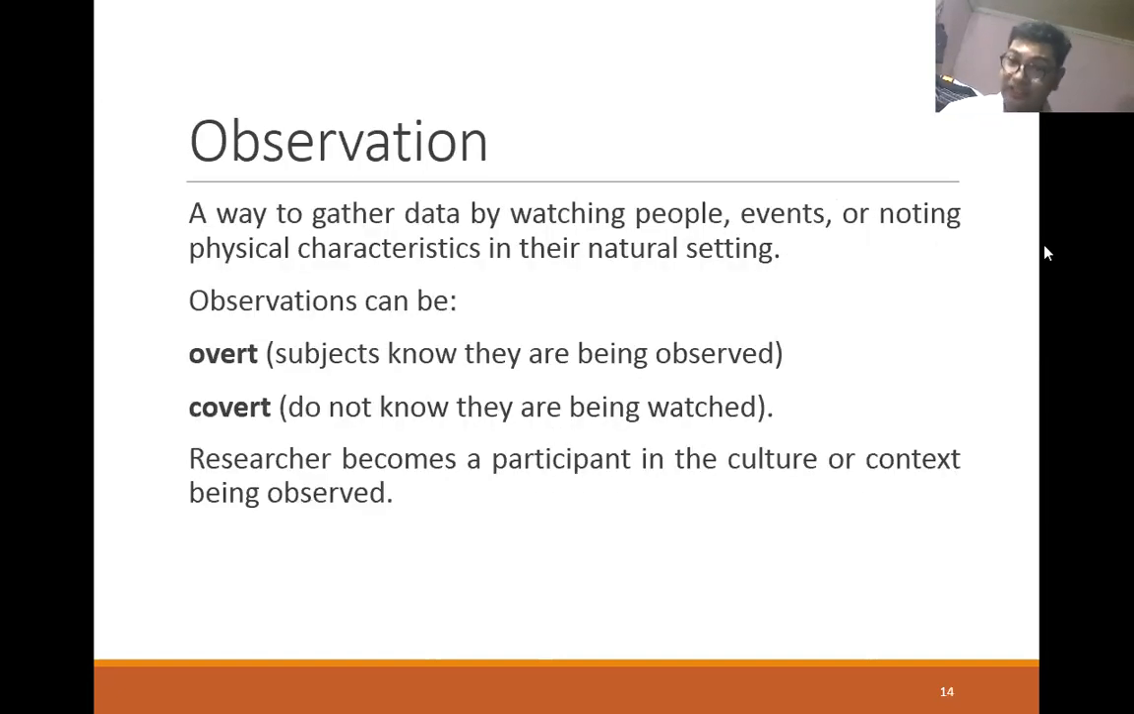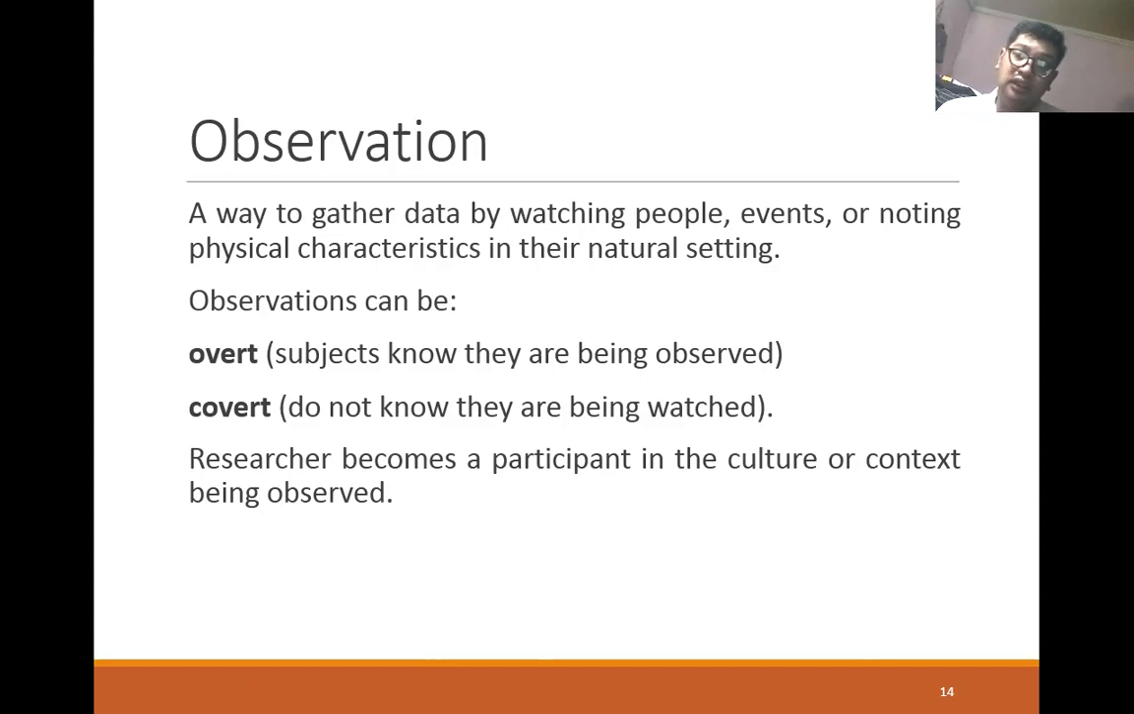The second one is observation, a way to gather data by watching people, events, and noting physical characteristics in their natural setting. So observation can be overt or covert. I don't know the right pronunciation, so just look for the right pronunciation. However, the meaning is more important. Subjects know that they are being observed in the overt, and in the covert they do not know that they are being watched. So those are two different things.